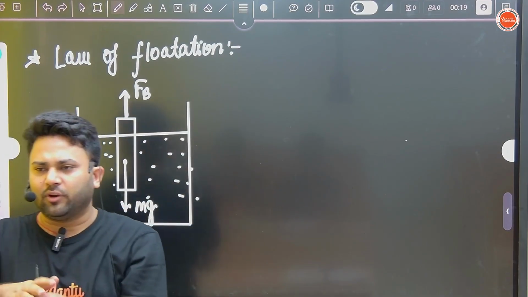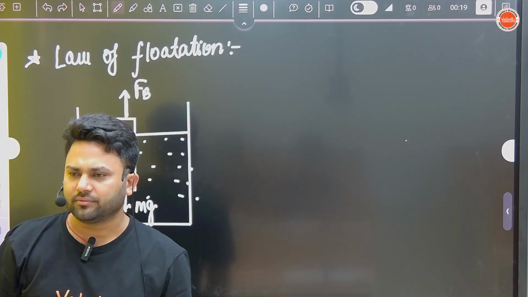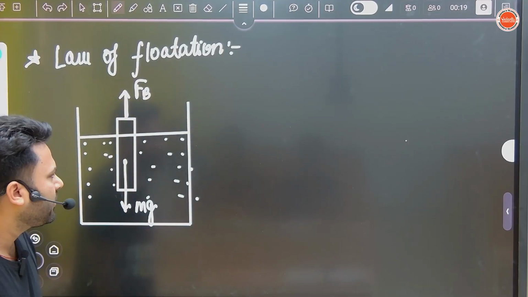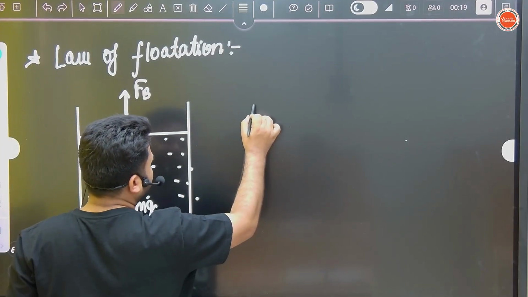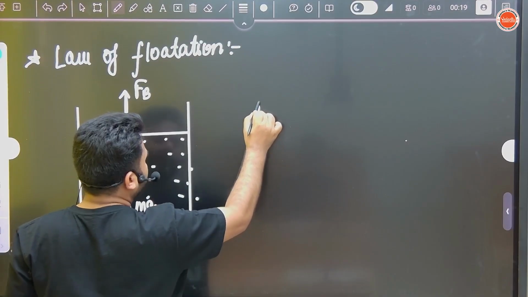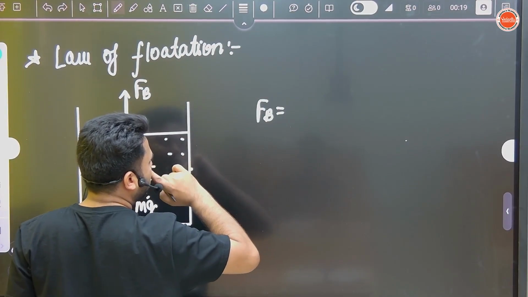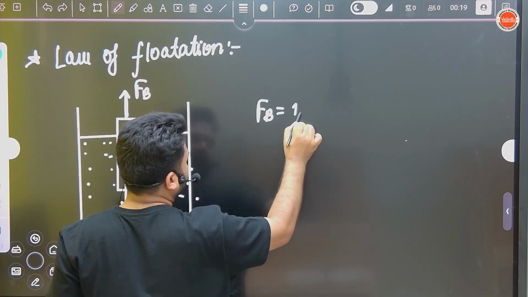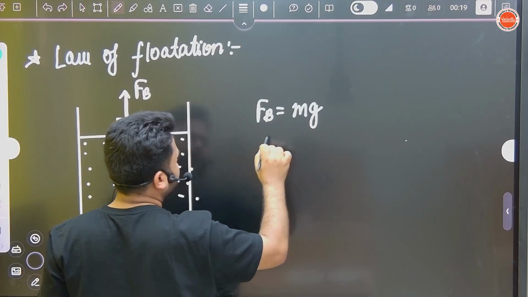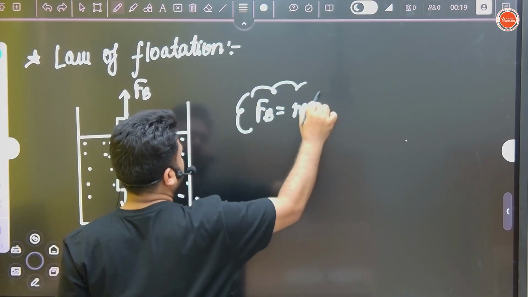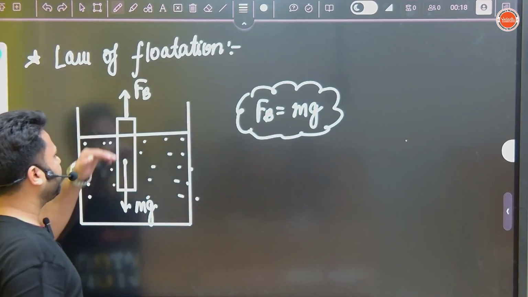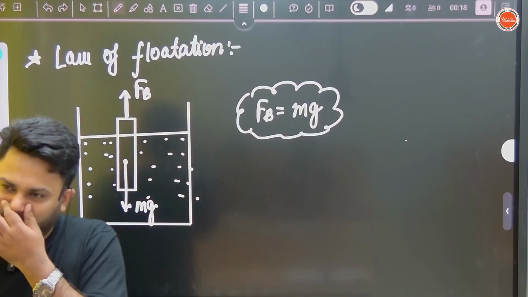If they are balanced, then only it is not accelerating down. Otherwise, it will accelerate down. So, the law of flotation says that the buoyant force should be equal to the weight of the object, or mg you can write. This is the law of flotation. If it is floating, the total upward force should be equal to the total downward force.